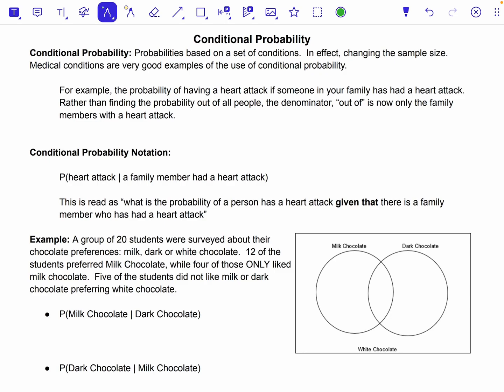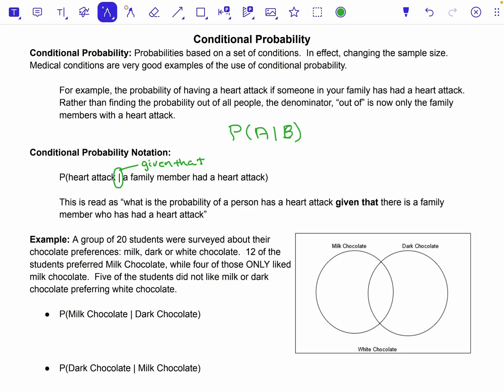Now with conditional probability, there is some notation to be aware of. When we specify the probability that we're finding, both events are listed, and you'll see this line here in the middle. If I'm reading this probability statement, it would be: what is the probability that a person has a heart attack given that a family member has already had a heart attack? That line represents "given that." In generic notation, you might see it written as the probability of event A given event B has already occurred.